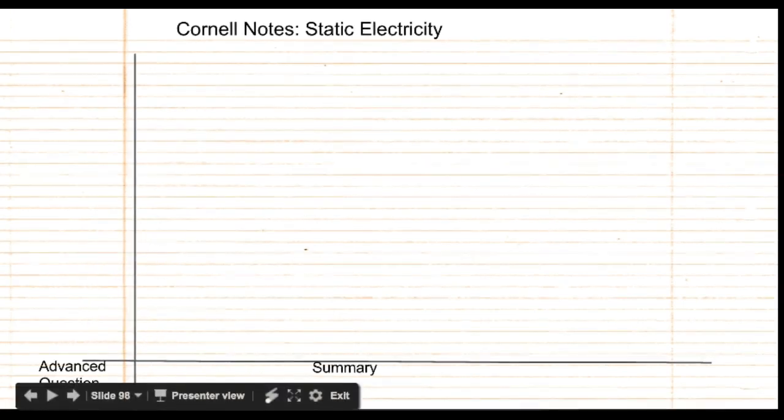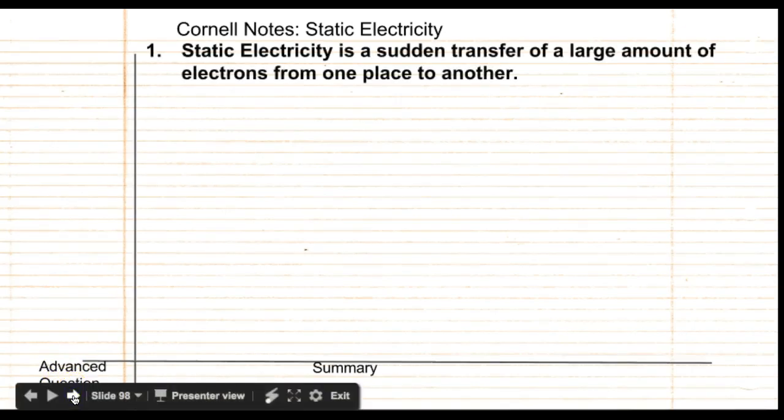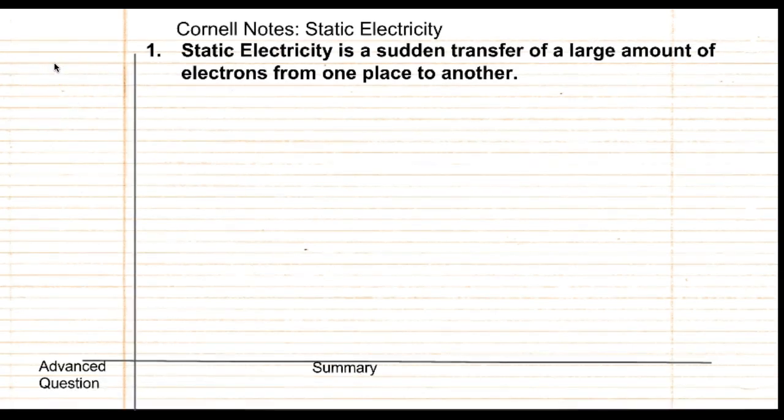Alright, let's begin. For the first point, we can write: static electricity is a sudden transfer of a large amount of electrons from one place to another. We briefly talked about this last time, but let's talk about it more in detail today. Go ahead and write your question here on the left-hand side. The question you can use is, what is static electricity? Or you can make up your own question if you want. For the other ones, of course, you make up your own question.